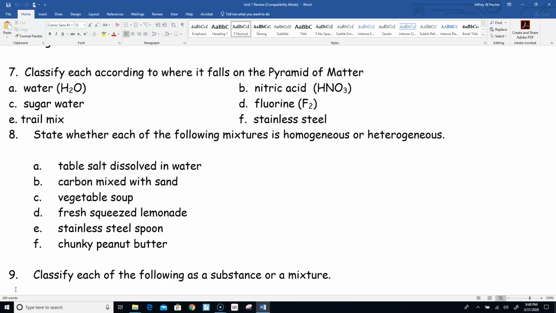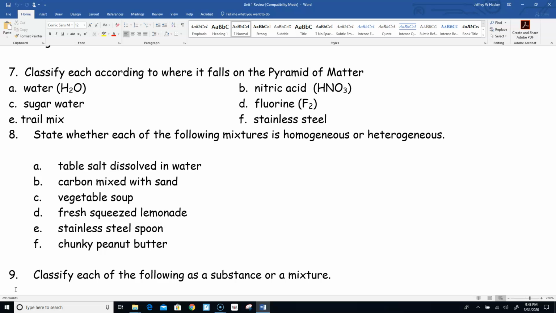H2O has hydrogen and oxygen in it. Sugar water is a solution because you could put different sugars in there. You can put different amounts of sugar. That is a solution or a homogeneous mixture. Trail mix, that's a heterogeneous mixture. You can see the nuts in there. You can see the raisins, the M&Ms. You can see the different bits of what else they put in there, like granola and things. So you can see all that, heterogeneous mixture.